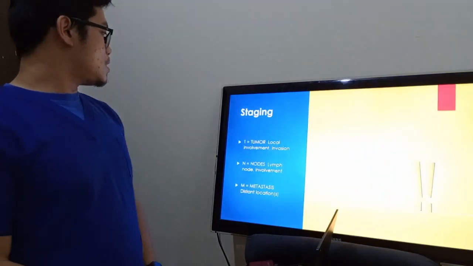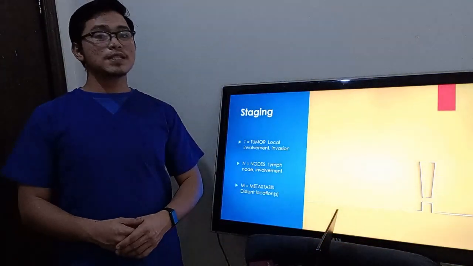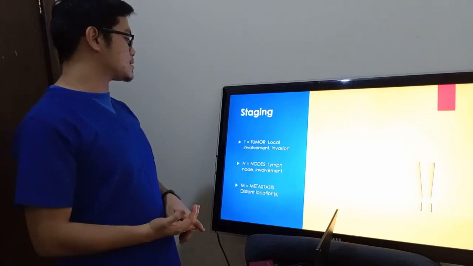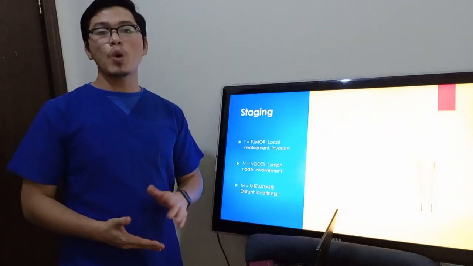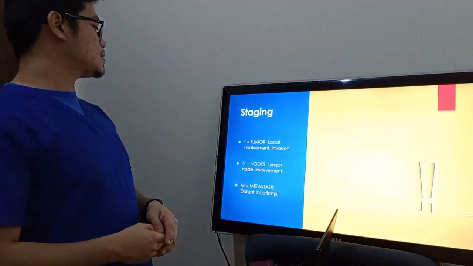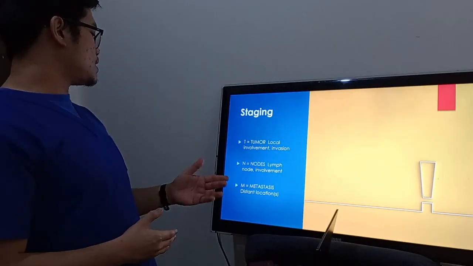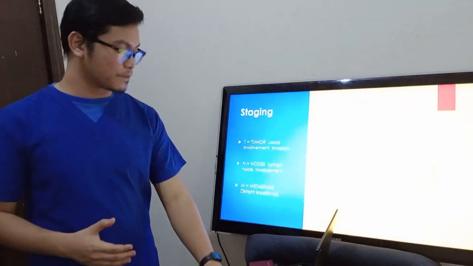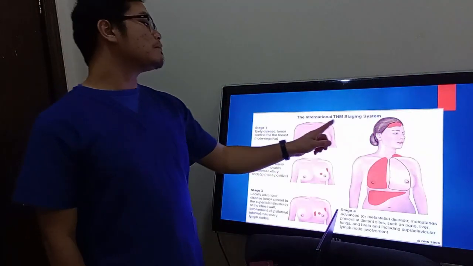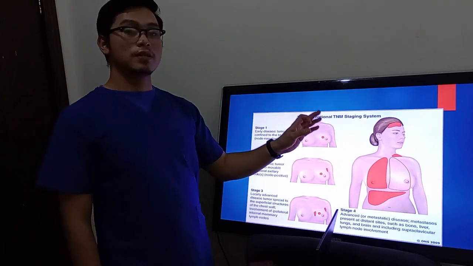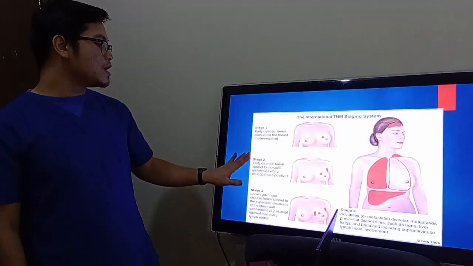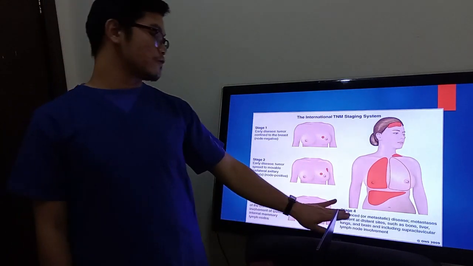poor. So we have the staging, we have the TNM. If we say TNM, we have the tumor, the nodes, and metastasis. For the tumor, there can be a local involvement. For the nodes, we have the lymph nodes involvement, and metastasis is the distant location. For the international TNM staging system, the tumor, node, metastasis staging system, we have stage 1, stage 2, stage 3, and stage 4.